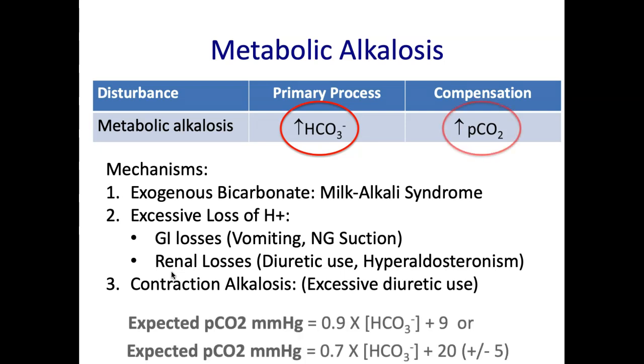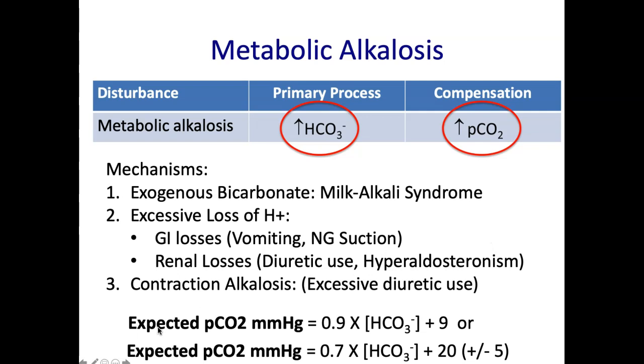Okay. All right. So the compensation is, you're right, increase the PCO2. So if the bicarbonate is rising, the pH is rising. In order to mitigate that, you will retain CO2. And how do you do that? Well, you do that by hypoventilating, by breathing less, okay? Breathing less deeply and less frequently.